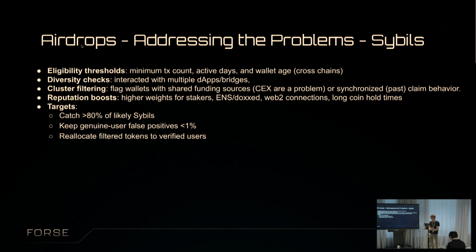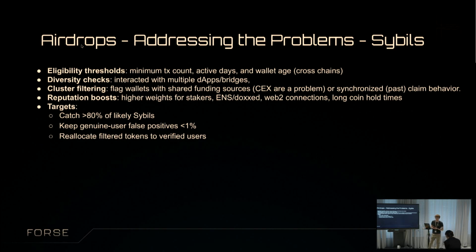To find Sybils, you can do a diversity check, because if you create a new wallet and you just transfer 10 tokens, you do one transaction to get the 10 tokens and did nothing else, you're most likely to sell the token. So you should introduce a diversity check: if the wallet interacted with multiple dApps, bridges, etc.